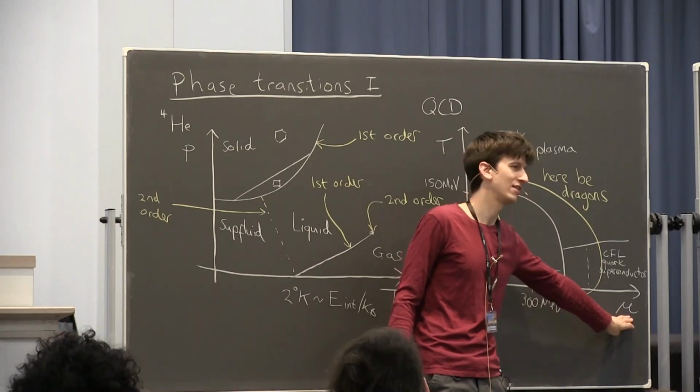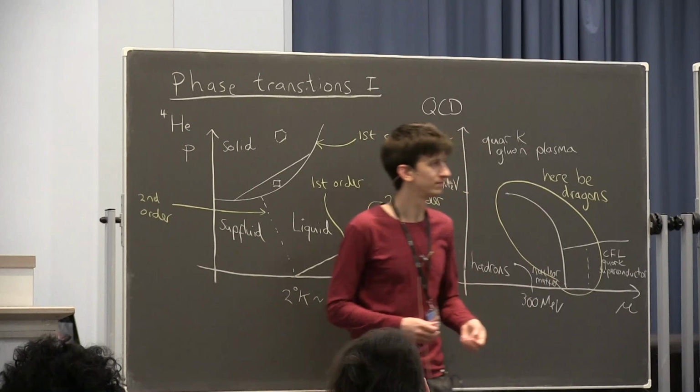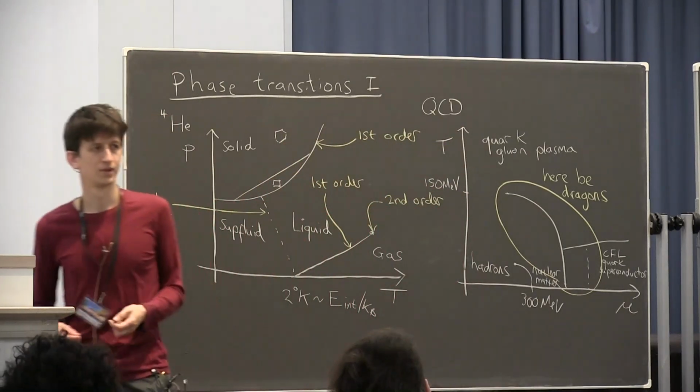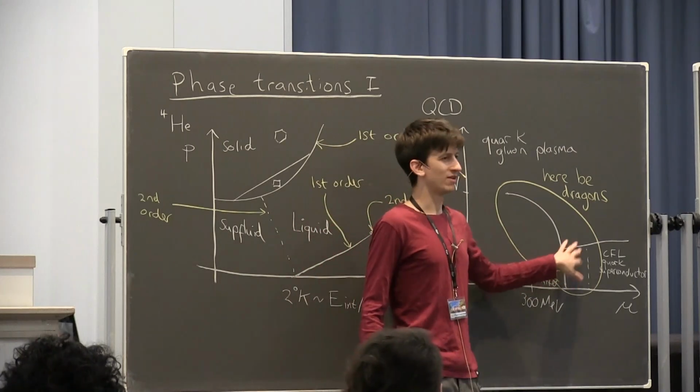And you know this because at high enough chemical potentials, the coupling goes to 0. So you can work perturbatively. Yeah, and in the middle, there could be loads of phases. We don't really understand this.